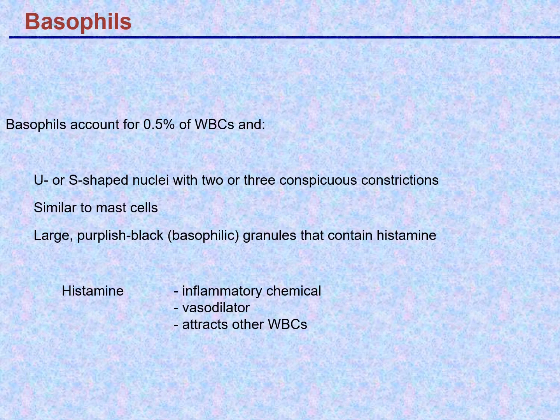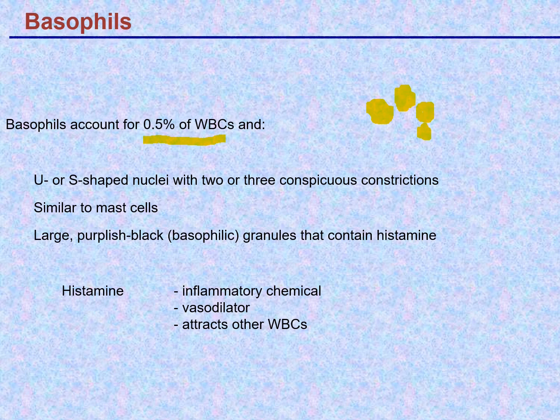Basophils, they're the least common of all of the white blood cells. They only form about 0.5 to 2% of the peripheral blood white cells. They also have a multi-lobed nucleus. What it means here by U or S-shaped nuclei with 2 or 3 constrictions is basically that there are multiple lobes, and they're going to be in an S shape maybe, or a U shape. Here's multiple lobes in a U shape.